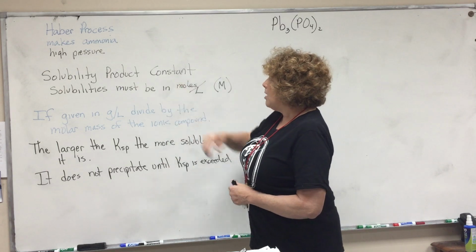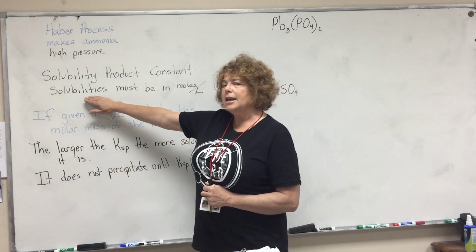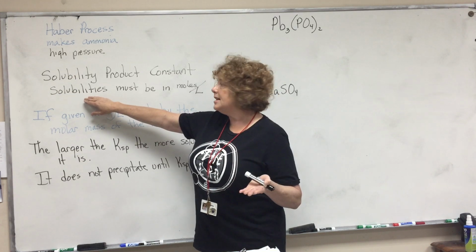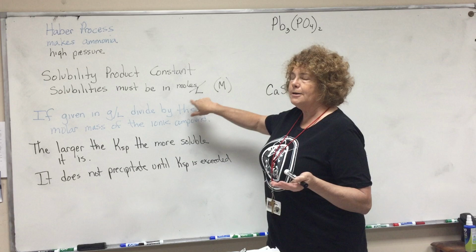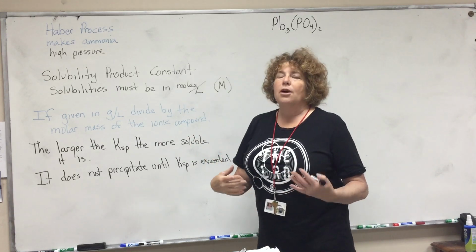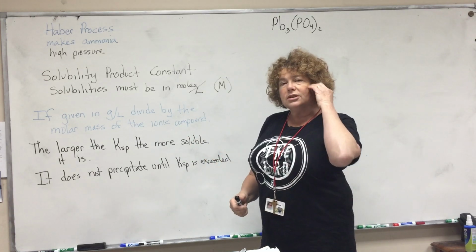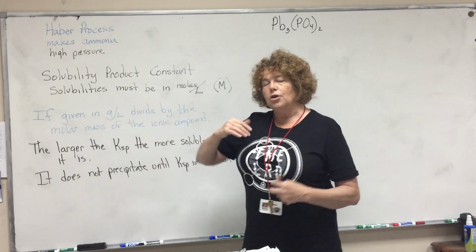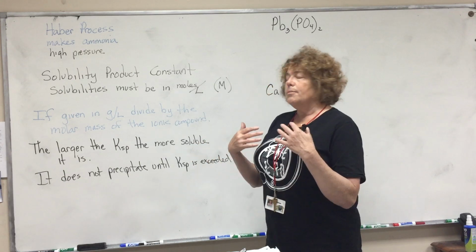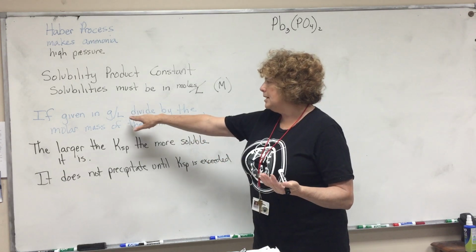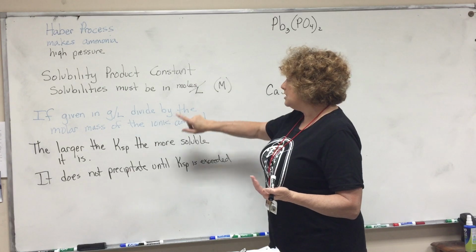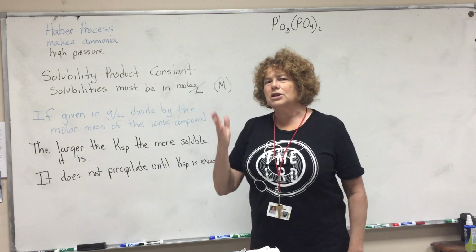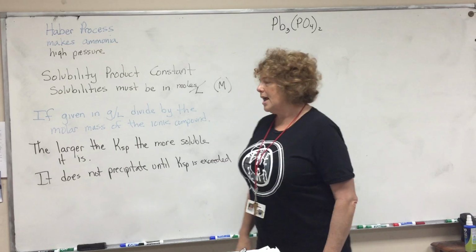So the solubility product constant, first of all, the solubilities, which are the numbers you plug into these constants, must be in moles per liter. In a lot of textbooks they already are, but this textbook chose not to give it to you in moles per liter, but gave it to you in grams per liter. So in your chapter review, if you see that it's given in grams per liter, you can change it to moles per liter simply by dividing by the molar mass of that ionic compound, which I believe they give in that chart in your book anyway.